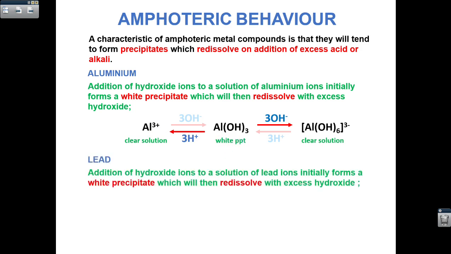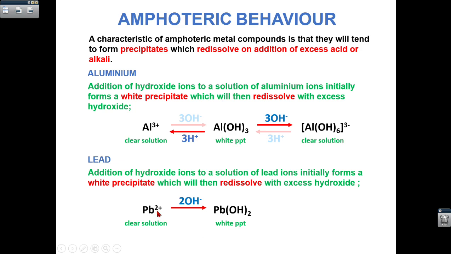We can see similar patterns with lead. As we talked a second ago, lead compounds tend to be other examples of amphoteric compounds. And so if we take lead ions, now it's quite difficult to get lead ions to dissolve in water. Most lead compounds tend not to be soluble in water, but lead nitrate is. So if we took a solution of lead nitrate, that would give us a clear solution. And if we add hydroxide ions again to this, we would form a precipitate of lead hydroxide, a white precipitate.